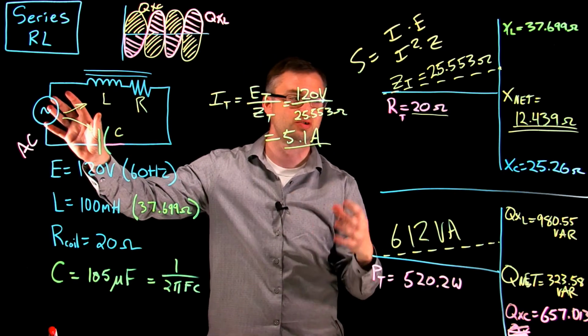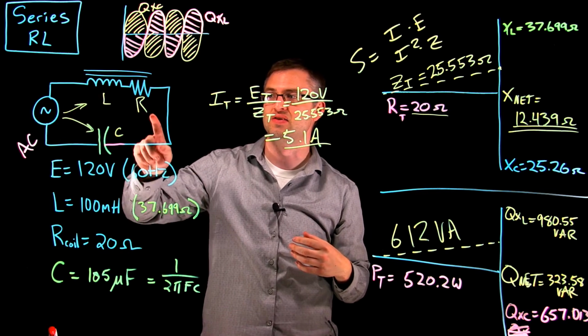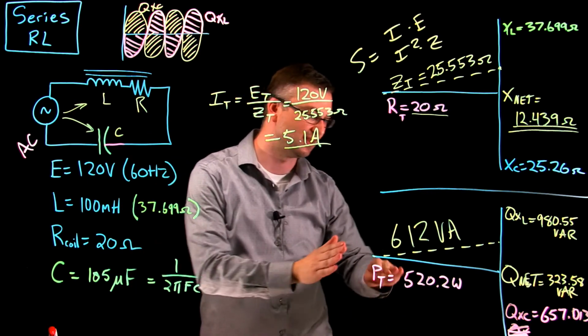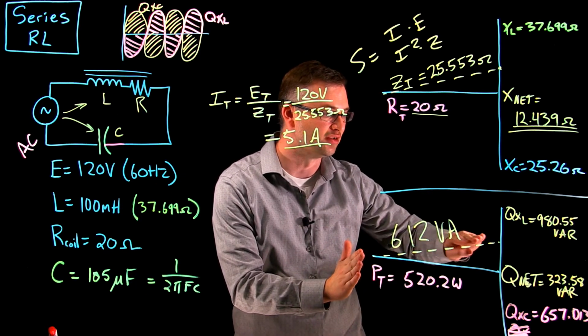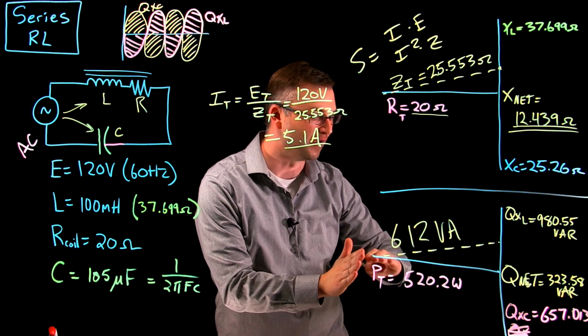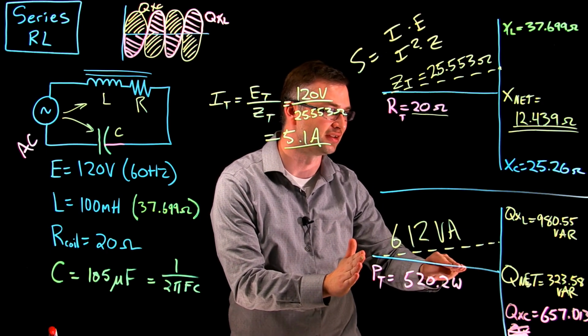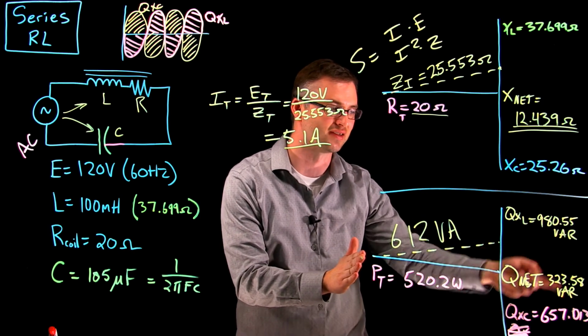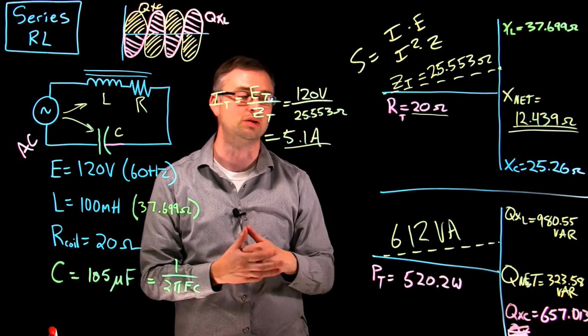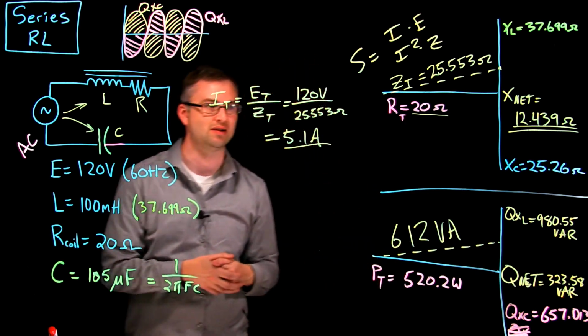And most of the work that the source is doing is powering the resistor. We can see that here. 612 VA in total is coming from the source, and 520 of that is powering the resistor. So the rest of this stuff is just oscillation, back and forth between the two components. It's quite interesting, all right?